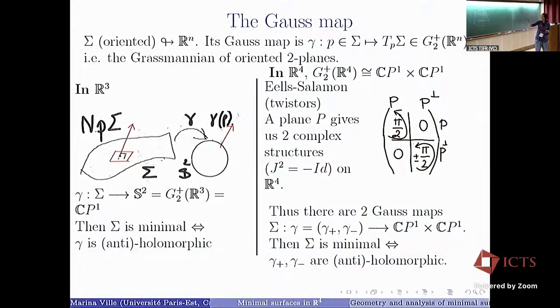So there are two Gauss maps, not one. And we have the same result: sigma is minimal if these Gauss maps are holomorphic or anti-holomorphic. Ilse and Salomon take the convention holomorphic, and Osserman and Hoffman and other people take more the convention anti-holomorphic. So I'll just write these for future reference.